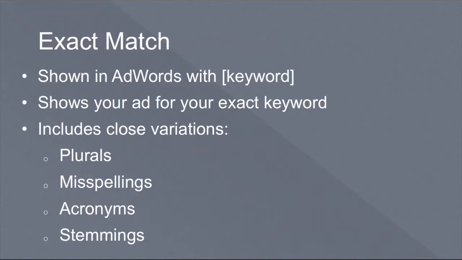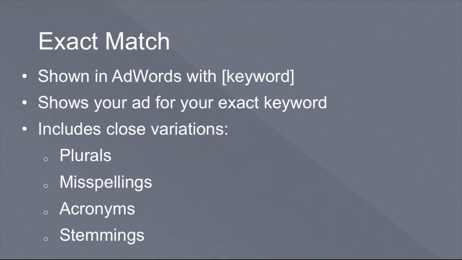So exact match. Exact match keywords are always shown in AdWords with the square brackets around the keyword. And exact match is what you might expect it to be. If a user types in a search term and it exactly matches your keyword in your list, let's say square brackets around it, your ad is eligible to show. However, exact match isn't quite so much exact anymore. It used to be, and there used to be an option. That option got taken away a little while ago now. So now an exact match keyword will also include plurals, misspellings, acronyms and stemmings of the same word.